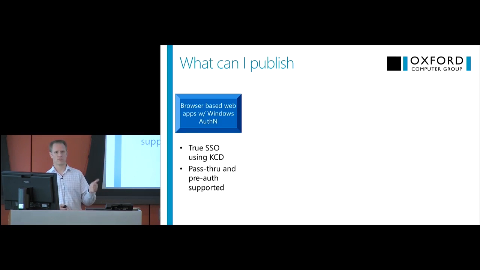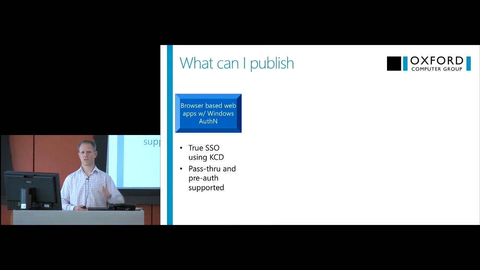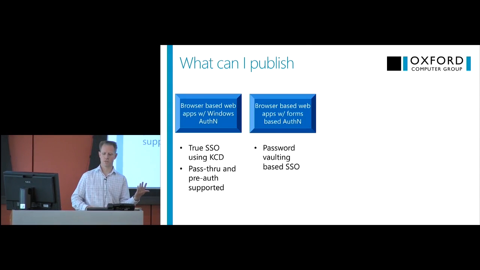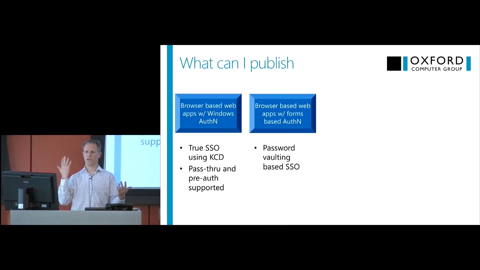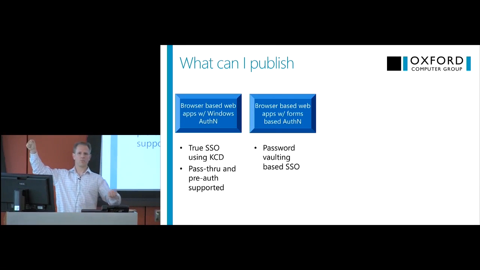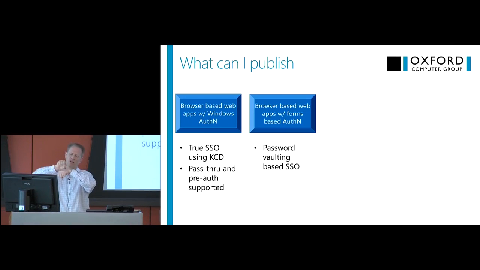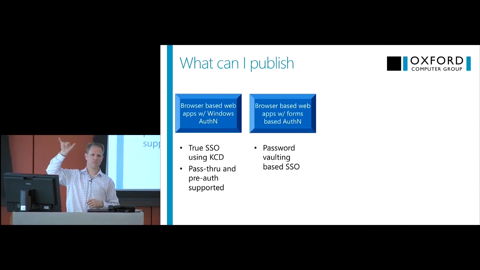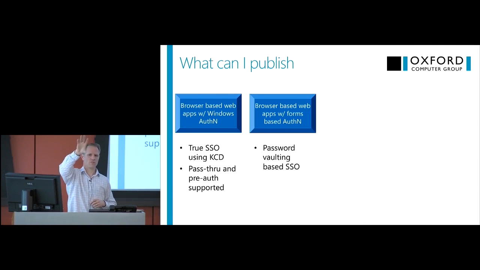Browser-based applications, love them, particularly when they've got Windows integrated auth at the back end. Pre-auth, KCD, SSO, all good. You can combine a couple of things together. So if you have forms-based applications on premises, if you're familiar with the way that we handle SaaS apps with password vaulting, you can combine these two things together. You have to create two apps today. If you combine these two things together, you can publish your on-prem app with a forms-based login, have the user's password vaulted, and still get access.